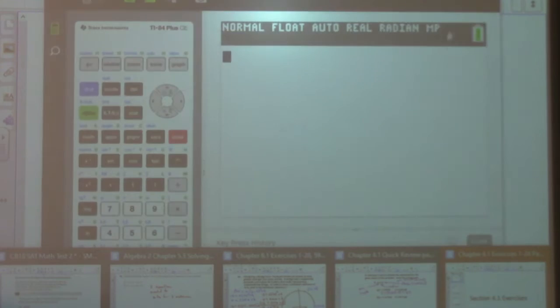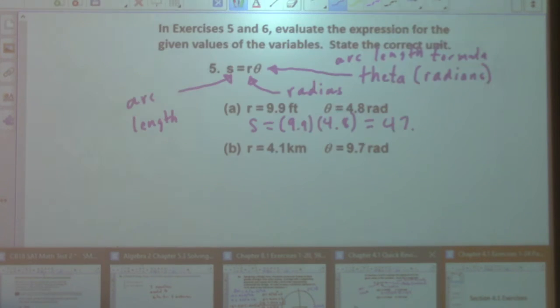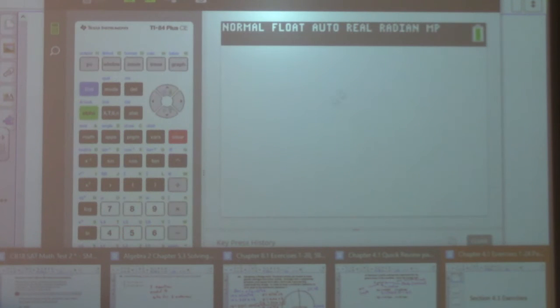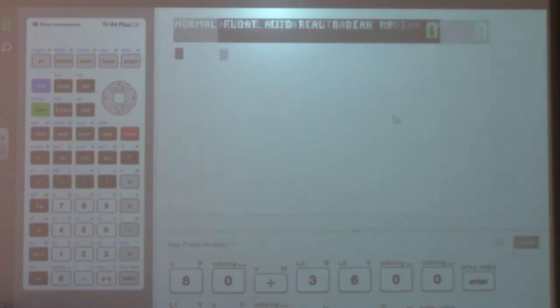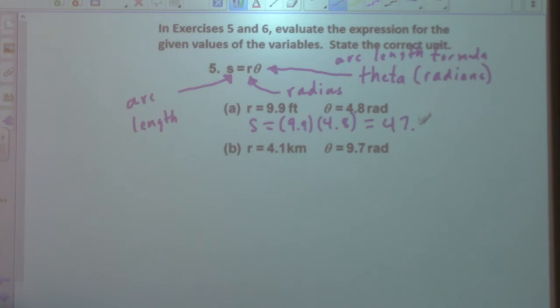47.52. And it's going to be in the same distance units as the original, 47.52 feet. So what I want to do is call on somebody to give me the answer to part B here in 30 seconds.